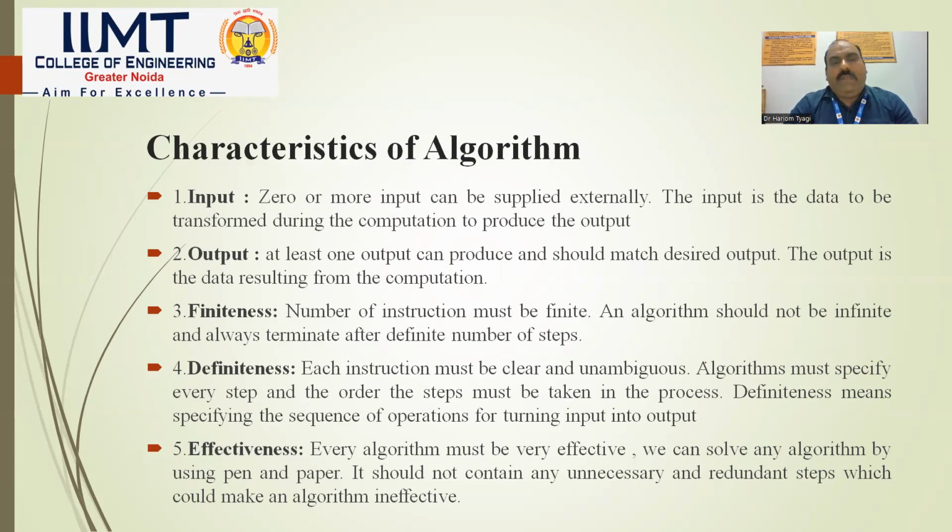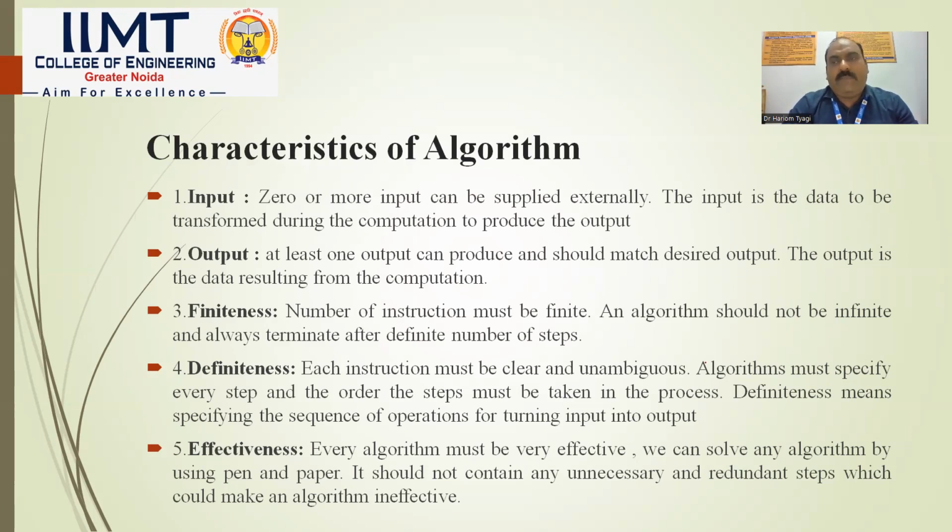Okay. The third one is finiteness, means the number of instructions must be finite in any algorithm. The number of instructions must not go to infinity. If it goes to infinity, then you can't find the solution of any problem. So finiteness means the number of instructions must be finite. If you are using a loop, after some iterations it must stop and give the desired result. If it goes to infinity, then you cannot find the result.